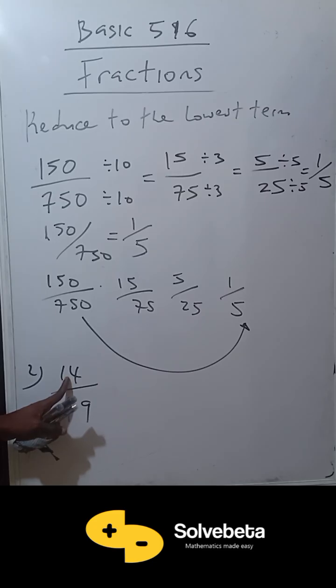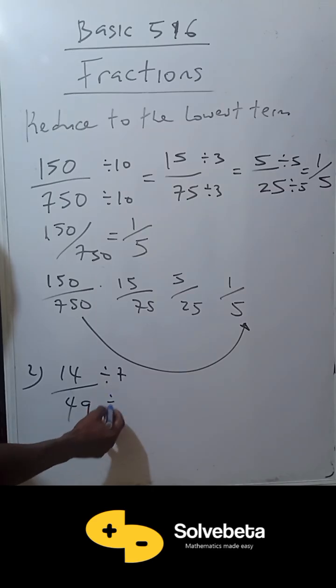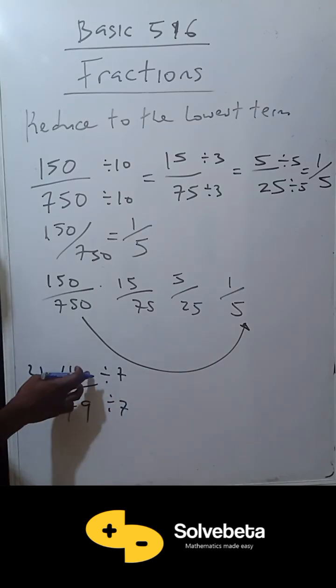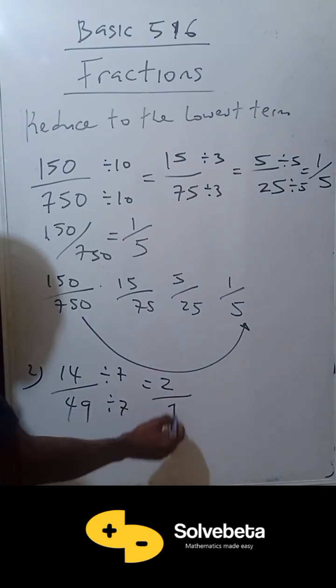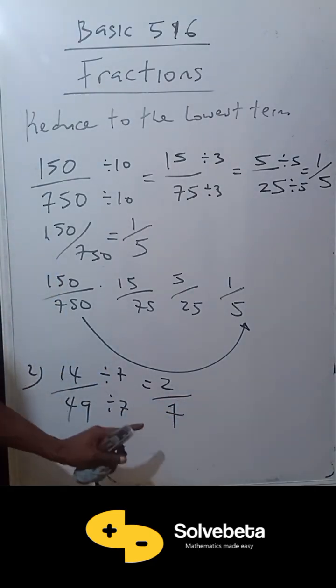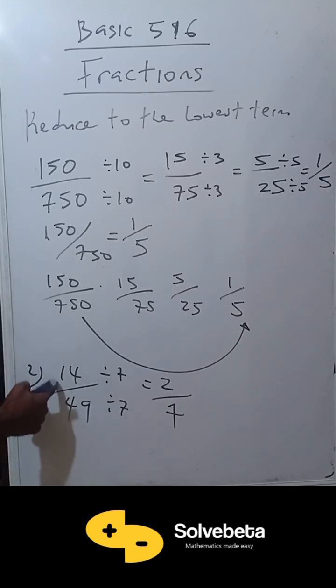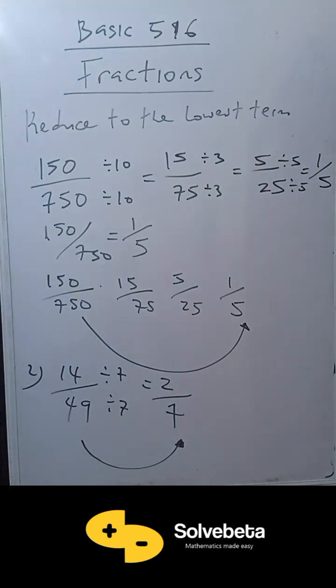What can divide 14? 7 can divide 14. Can 7 divide 49? Yes. So we divide both by 7. If you divide 14 by 7, you have 2. If you divide 49 by 7, you have 7. Is there anything that can divide 2 that can also divide 7? No. Nothing else. So 14 over 49 in its simplest form or lowest term is 2 over 7.